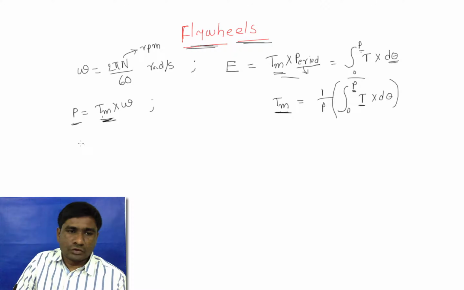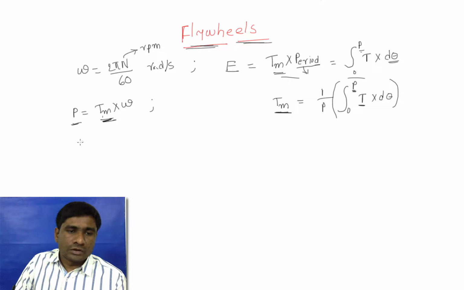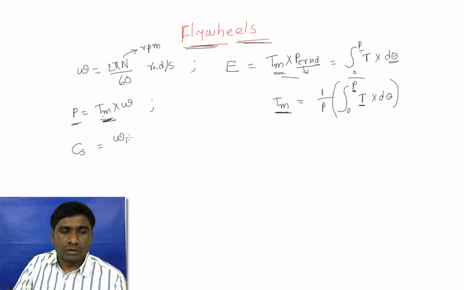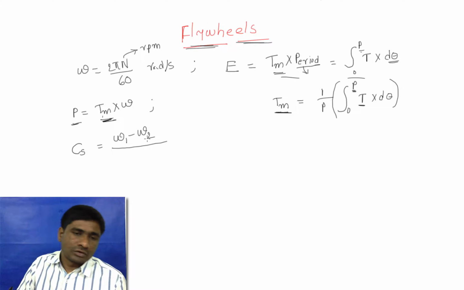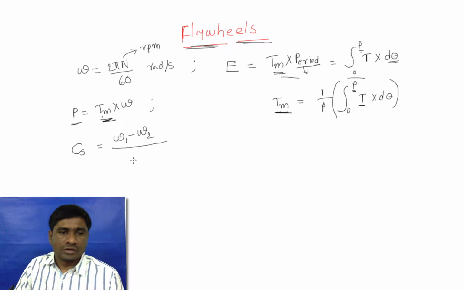And then we also derived the coefficient of fluctuation of speed, Cs, for the flywheel, that is omega 1 minus omega 2, where omega 1 is the maximum angular velocity of the flywheel and omega 2 is the minimum angular velocity of the flywheel, divided by the mean of these two, written as omega, where omega equals omega 1 plus omega 2 by 2.